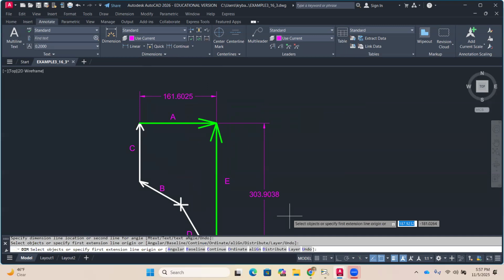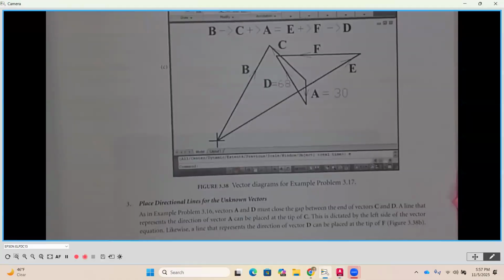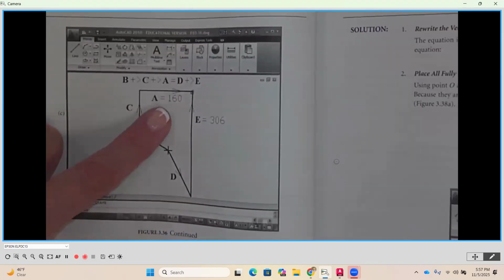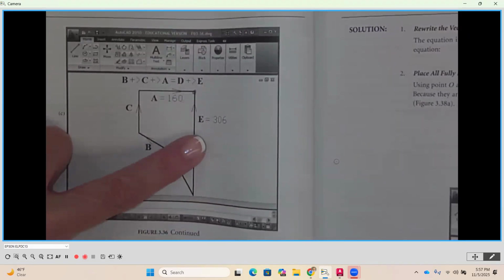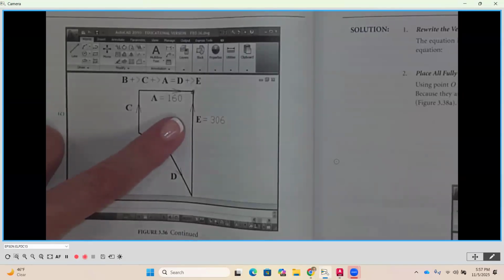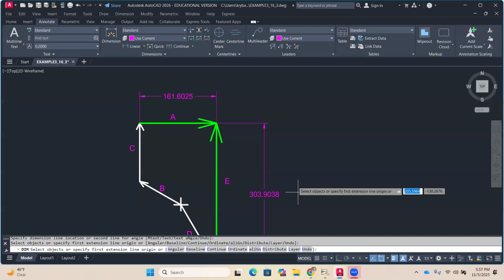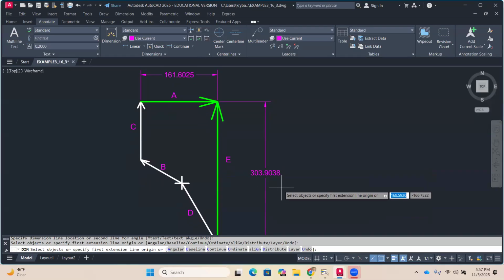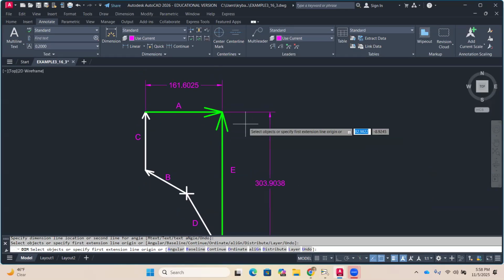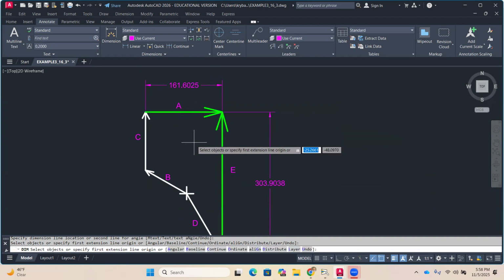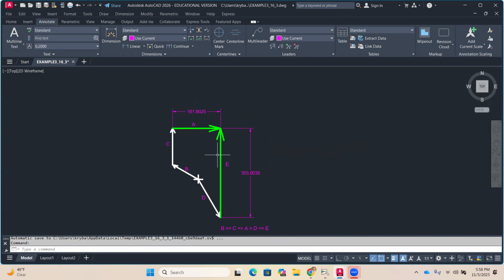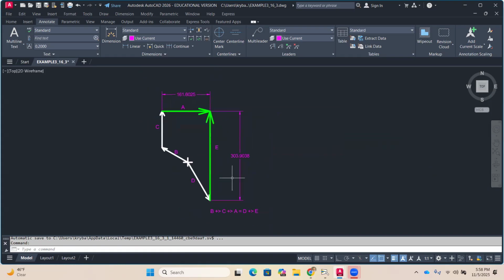Now, if we look at the answers in our book, they aren't the same, and they're actually off significantly. So, for instance, we are at the top of page 64. They have 160 for A and 306 for E. These are not correct. I mean, they're close-ish, but not close enough. The answers you need to get are going to be, and I'm certain on this, 303.9 for E and 161.6 for A. Okay?